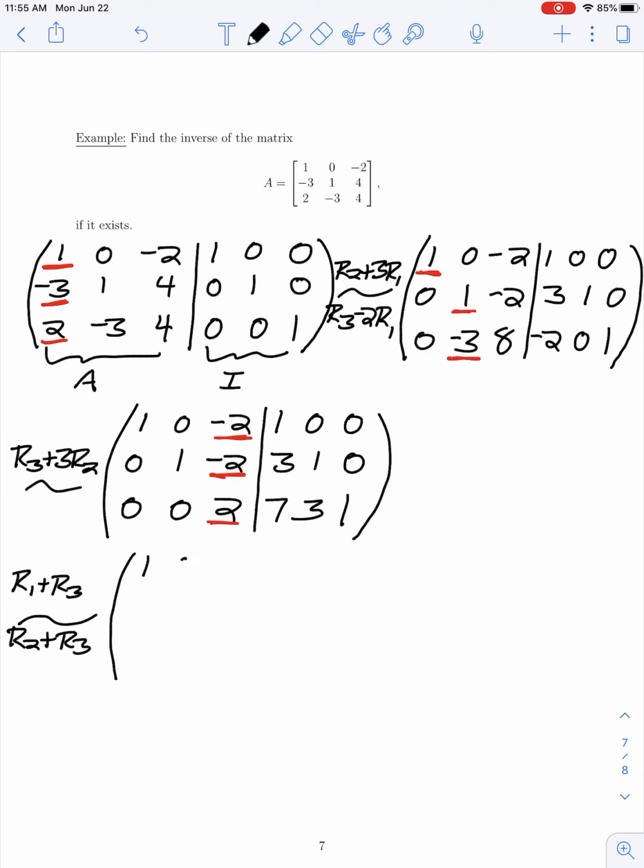So that would make my first row 1, 0, 0. And performing the same operation on the right-hand side, adding the third row to the first, I would have 8, 3, 1. Adding the third row to my second row, I would have 0, 1, 0. And doing the same operation on the right-hand side, I would have 10, 4, 1.